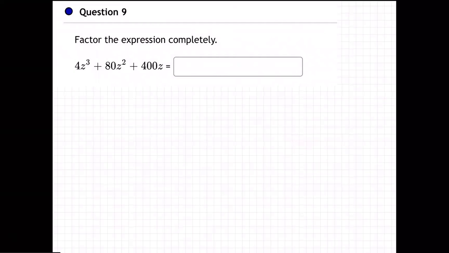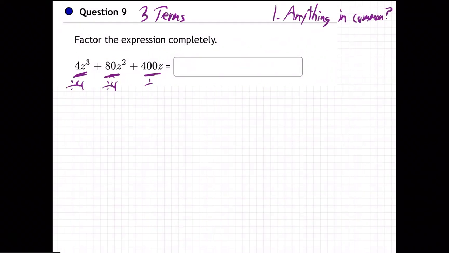Okay, so on this one, we have 3 terms. But the first step on every factoring problem is always to ask the question, is there anything in common? What do these 3 terms have in common? We go, yeah, looks like they're all divisible by 4, aren't they? To divide them all by 4, you get 1, you get 20, and you get 100.